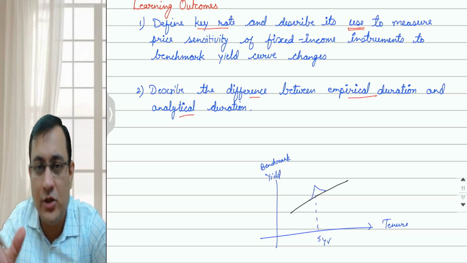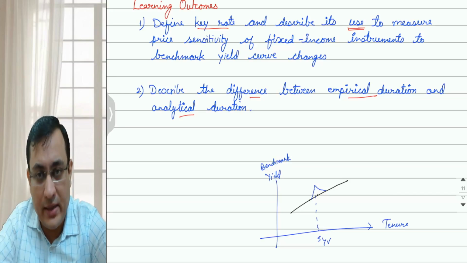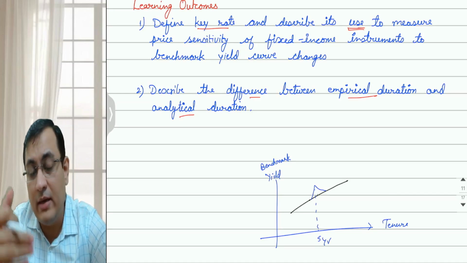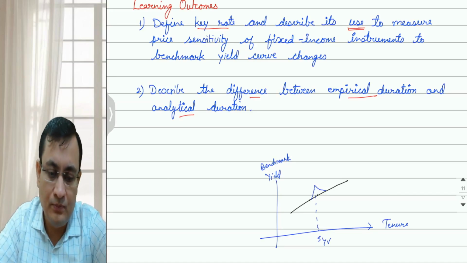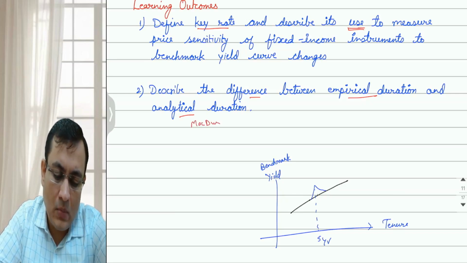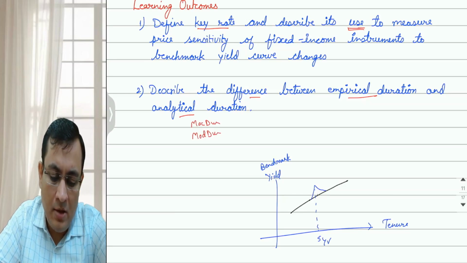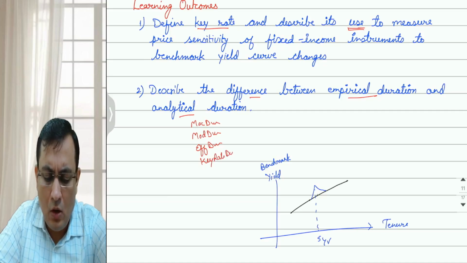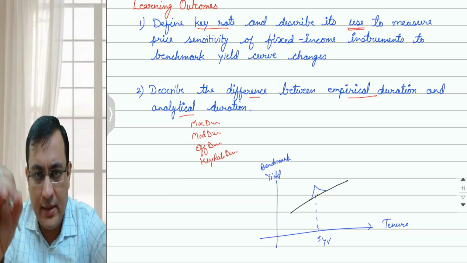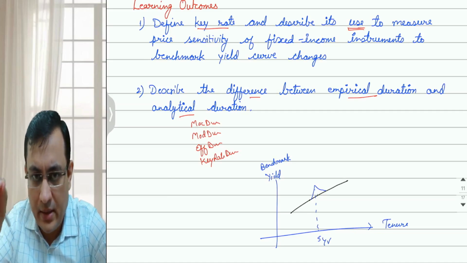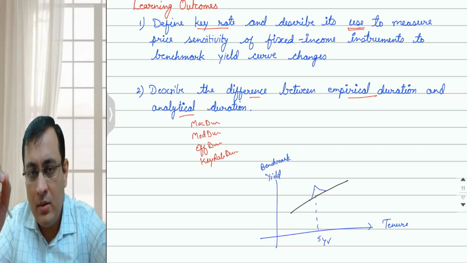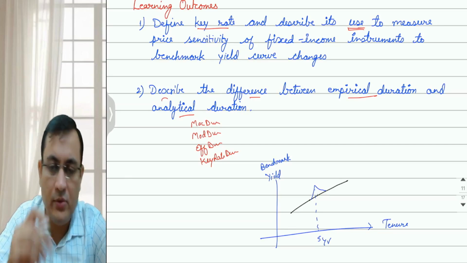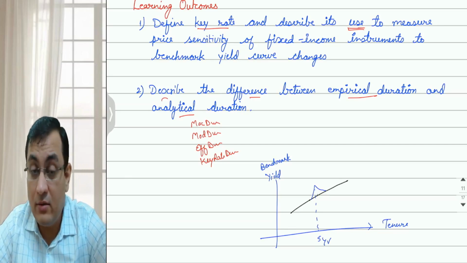So we do not have calculation of empirical duration, which we cannot actually, because a statistical model will be required in case of empirical duration. What is analytical duration? The duration calculations done using mathematical models: Macaulay duration, modified duration, effective duration, and your key rate duration. All are analytical duration, that is duration calculated using certain mathematical models, whereas in case of empirical duration, statistical models will be used, which is not in our course. We have to just describe the difference between these two. So let's go for the calculation of key rate duration.